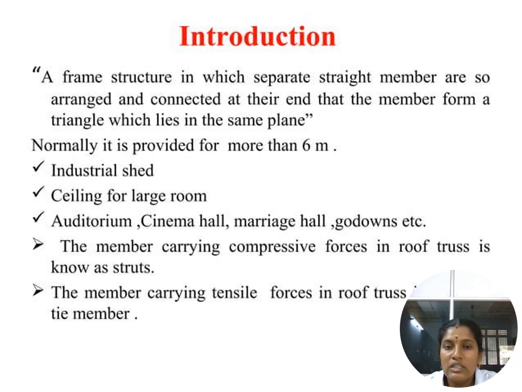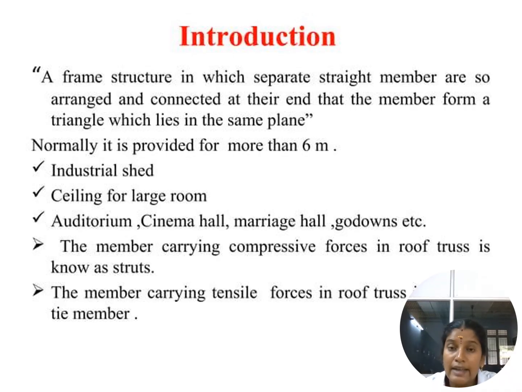What is meant by truss members? It is a frame structure in which separate straight members are arranged and connected at their ends, and the members form a triangle which lies in the same plane. This is the normal explanation. Normally, for spans of more than 6 meters, roof trusses are provided for industrial sheds, the ceiling for large rooms and auditoriums, cinema halls, marriage halls, and godowns. So this will be used as a roof truss.